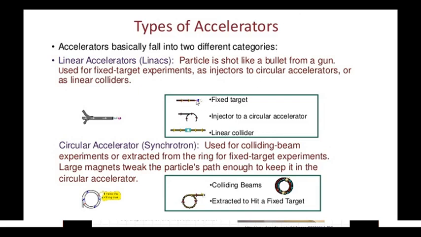So like this, the particle is emitted from a gun so that it can collide with a fixed target, or it can be injected into a circular accelerator, or it will be a linear collider.